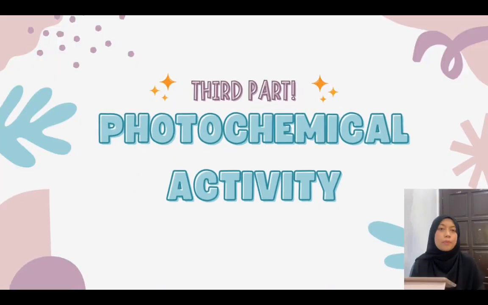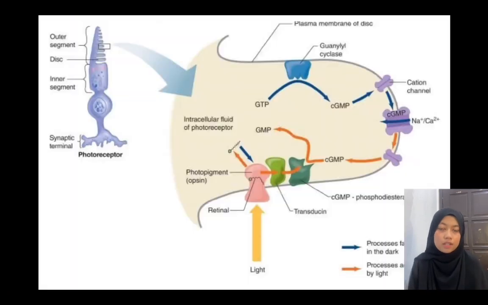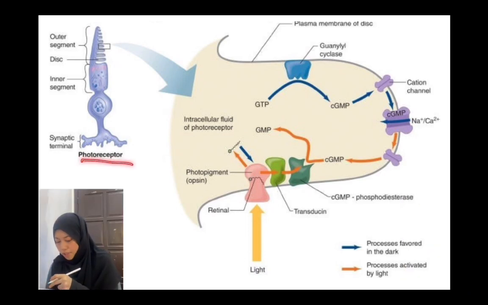This is the last part of the physiology of vision, which is photochemical activity. Are you wondering how an image is created from light or photons? Substances known as photopigments are present in the photoreceptors to absorb light. There are two parts to this: the processes favored in the dark and the processes activated by light.